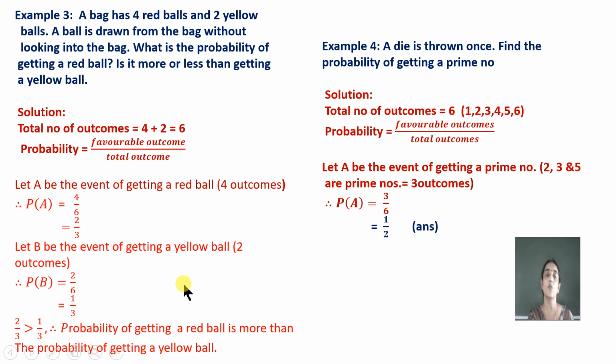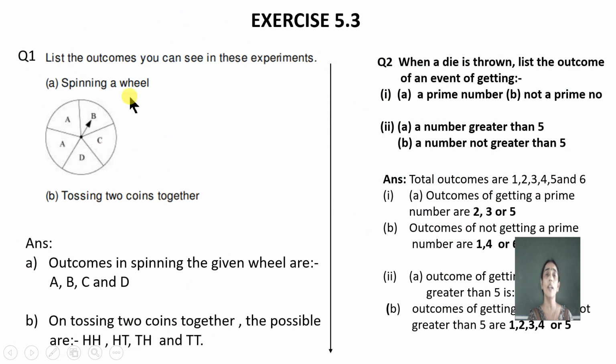Now let's start with question 1 of exercise 5.3. List the outcomes you can see in this experiment. The first one is spinning a wheel. The second experiment is tossing 2 coins together. Now when you are spinning a wheel, you can get either this or this or this or this or this. That means the arrow may point at B or C or D or A or A. But here you don't have to list the total number of outcomes, you just have to list the outcomes.